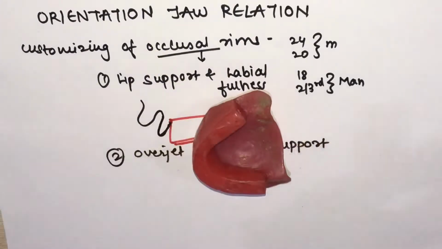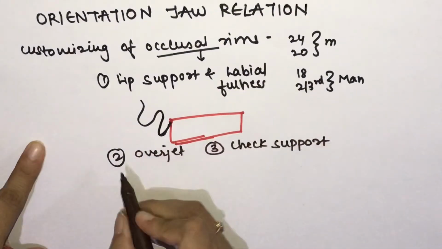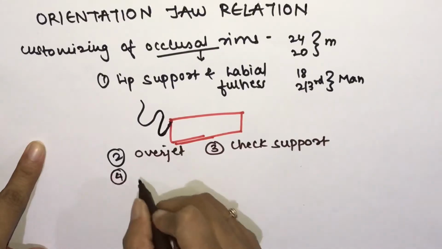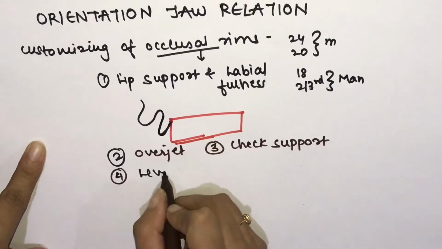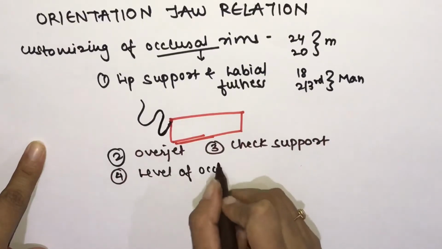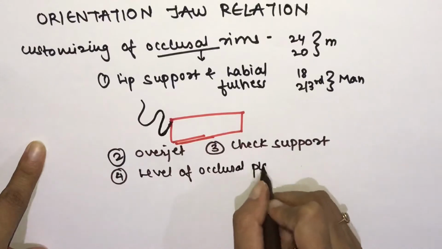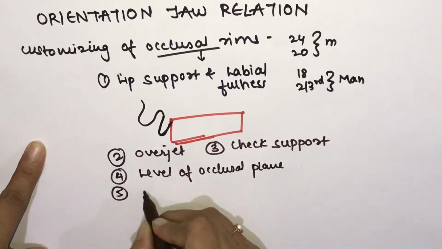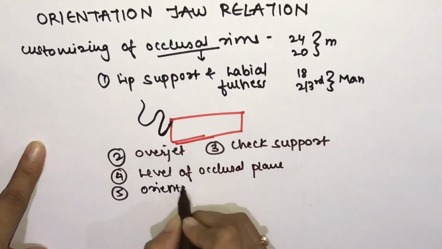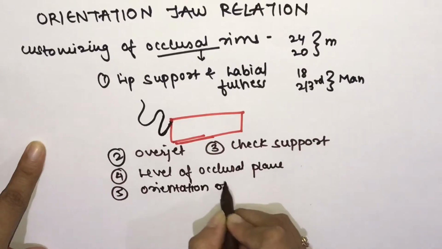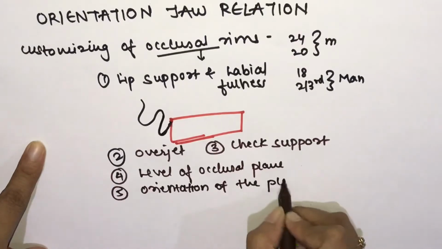So this is the level of the occlusal plane, and the next one is the orientation of the occlusal plane. This is the main important thing that you are doing before doing the orientation jaw relation. The fourth one was the level of the occlusal planes, and the next one is the orientation of the plane of the occlusal rim.